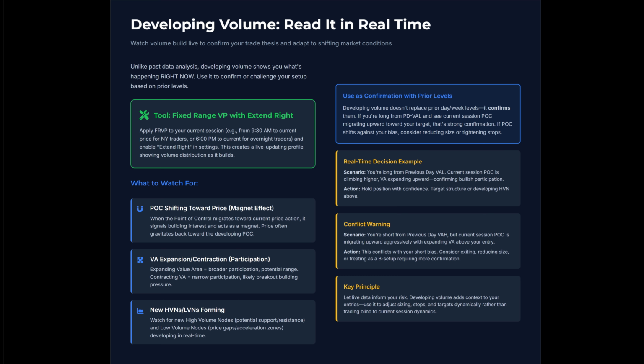Key question: where is volume building right now? This will guide your trading decisions. Developing volume in real time is crucial. It's a skill honed with screen time and pattern recognition.